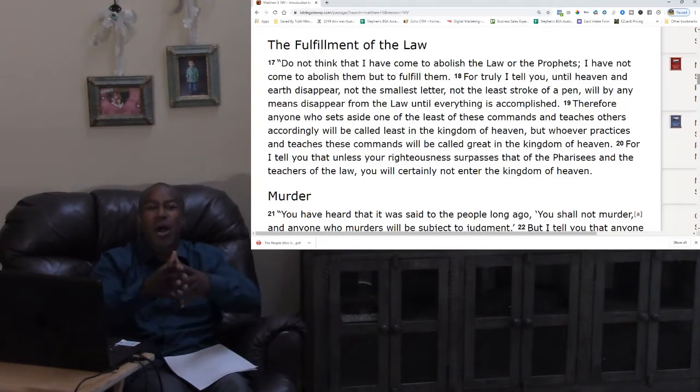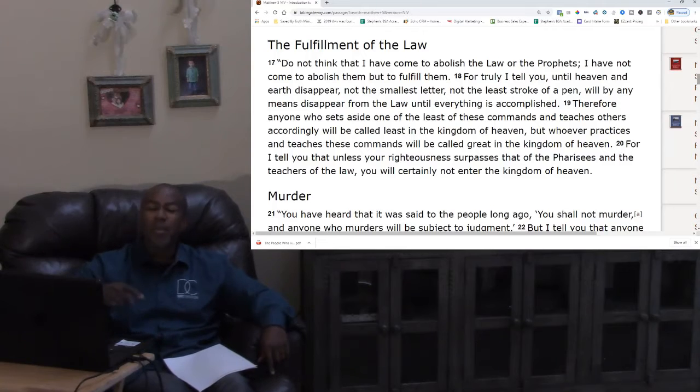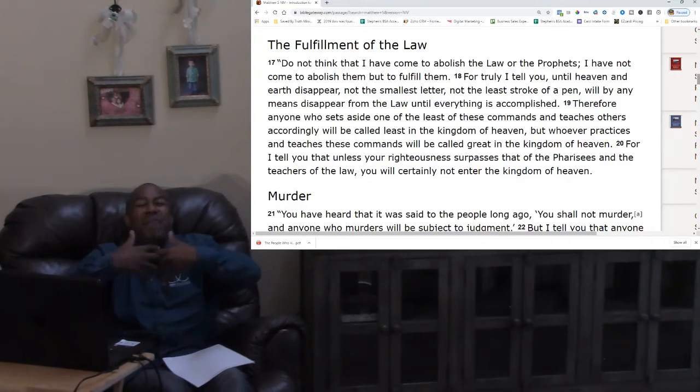But he also says in the last days he's bringing back his people through his Levites, through his Israelites who are going to honor his commandments. And it's going to be the same exact covenant. He didn't come to destroy it. He came to fulfill it. He came to finish it.